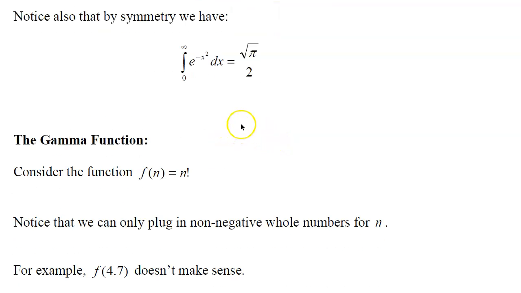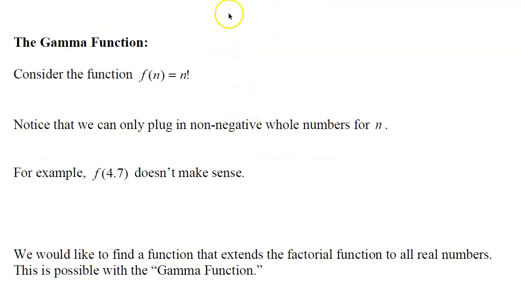But let's continue on. Now, we're going to learn about something called the gamma function, and you may have heard of this before. This is a really interesting function. It's a famous and important function as well. So what is the gamma function? Well, it turns out it's an interesting way of extending the factorial function to non-integers. So consider the function f of n equals n factorial. I'm using the letter n because typically we use n when we're thinking about whole numbers, rather than things like decimals and fractions.